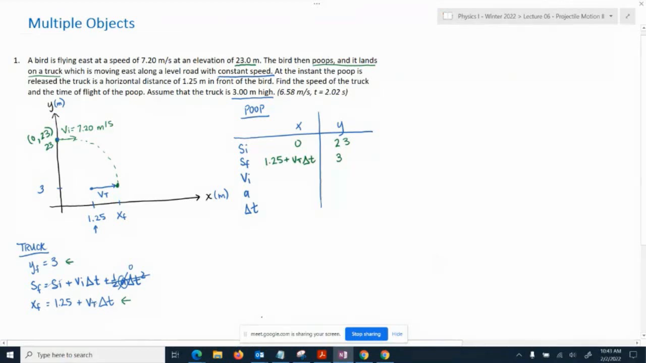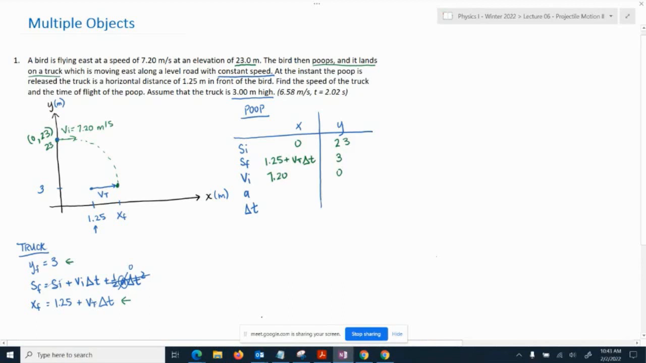Okay, now we look at the v initial of the poop. So initially, the bird is flying 7.2 meters per second. That's the speed the poop is going initially. So it is going in the x direction. It's positive 7.20, and there is no y component to that because it's completely horizontal.